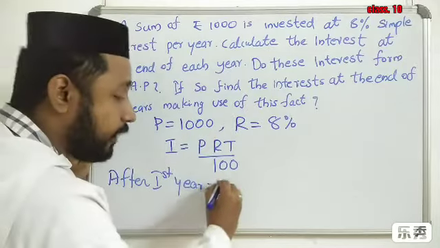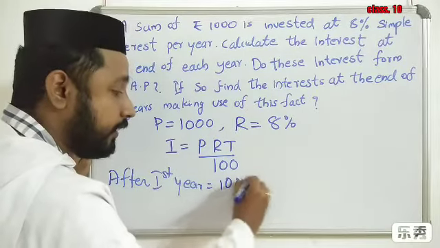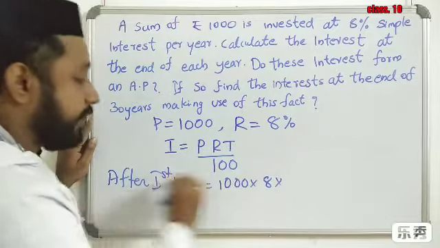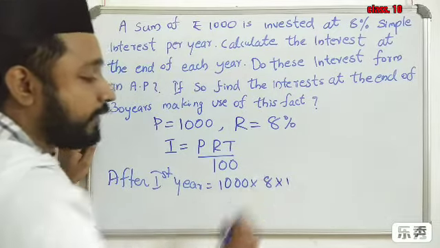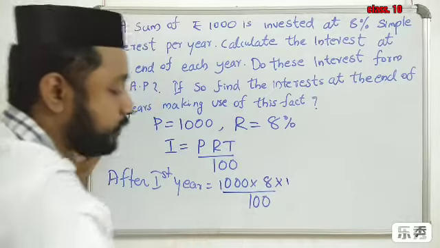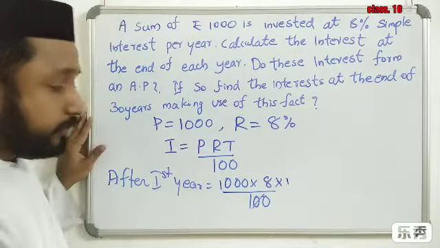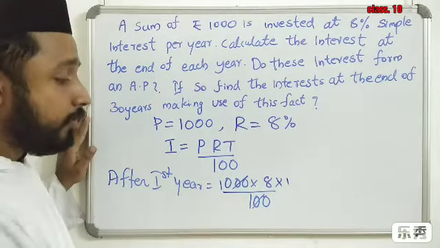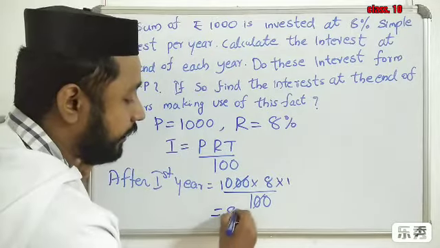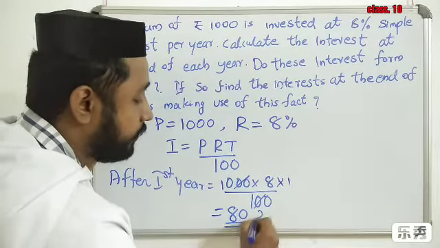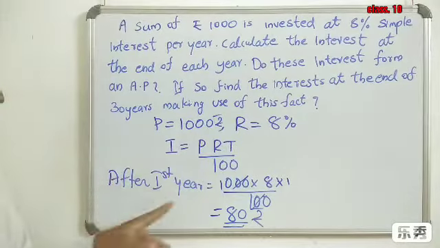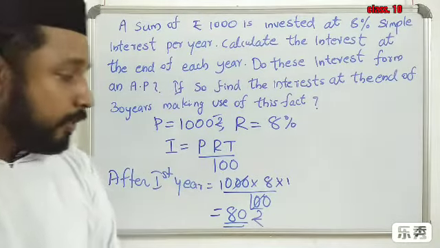So, P is 1000, rate is 8, and time is the first year, so T is 1, by 100. We can cut these two zeros, and 8 into 1 is 8, so we get 80 rupees as the interest. So the principal is 1000 rupees, and after the first year, the interest is 80 rupees.